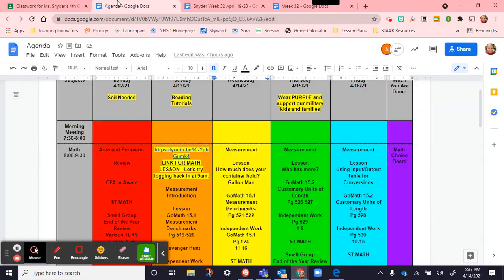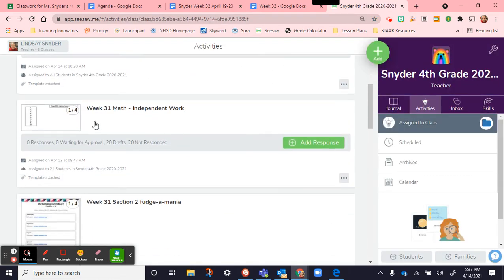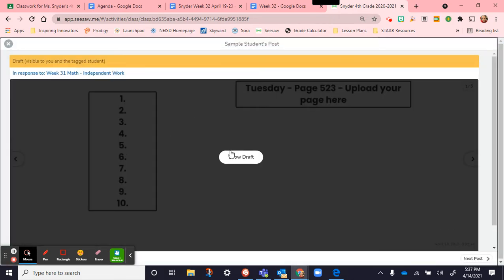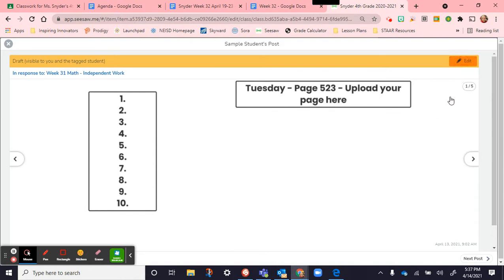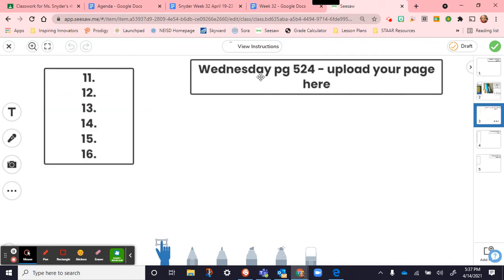All of this is going to be recorded. Let me see, I accidentally got out of Seesaw. Let me log back in real quick. All of this is going to be recorded in your Seesaw assignment. You have right here week 31 math. If you click on this and open up your assignment, this was yesterday, so if you go down here to page 3, Wednesday, page 524, you're going to upload your work and enter your answers A, B, C, or D here. Then you can draft that.